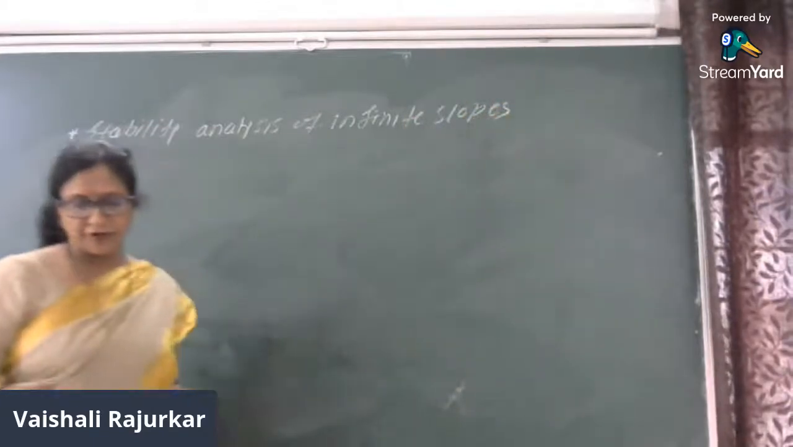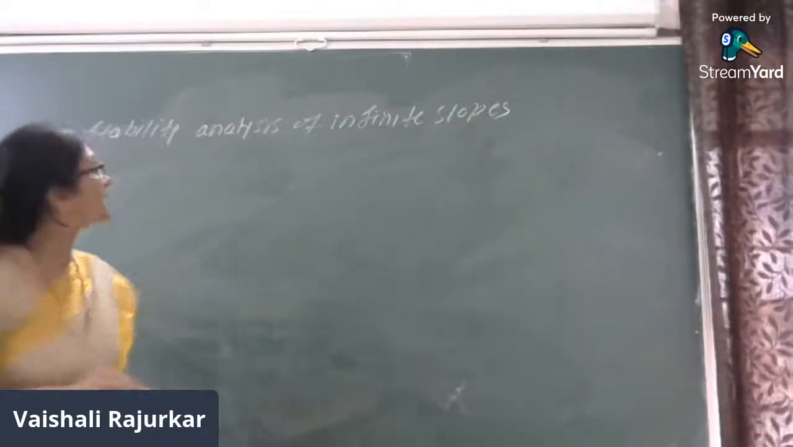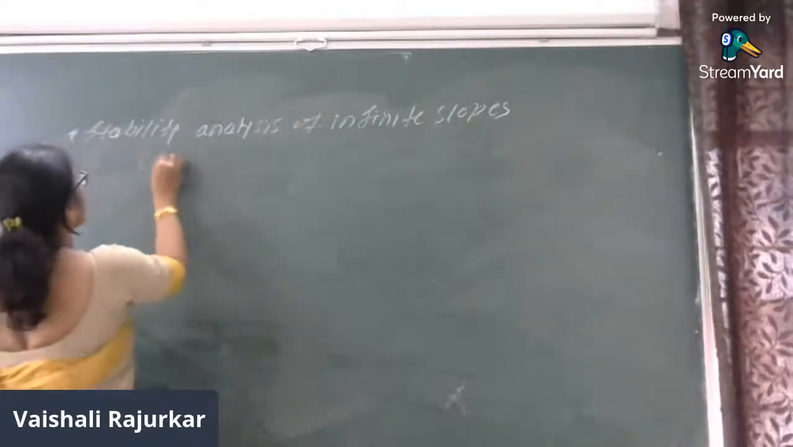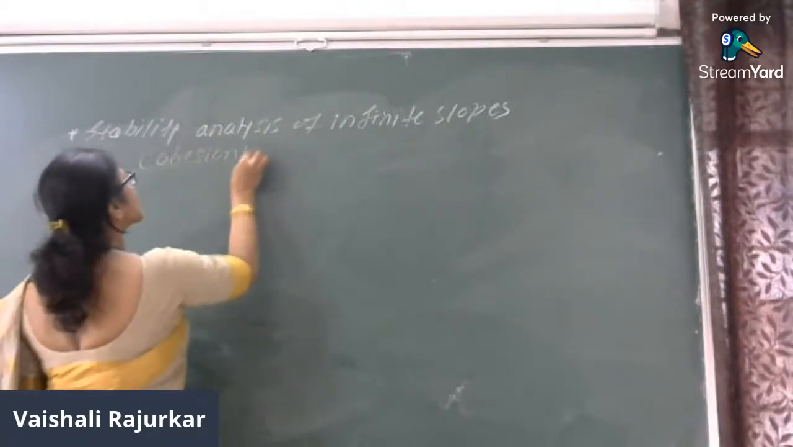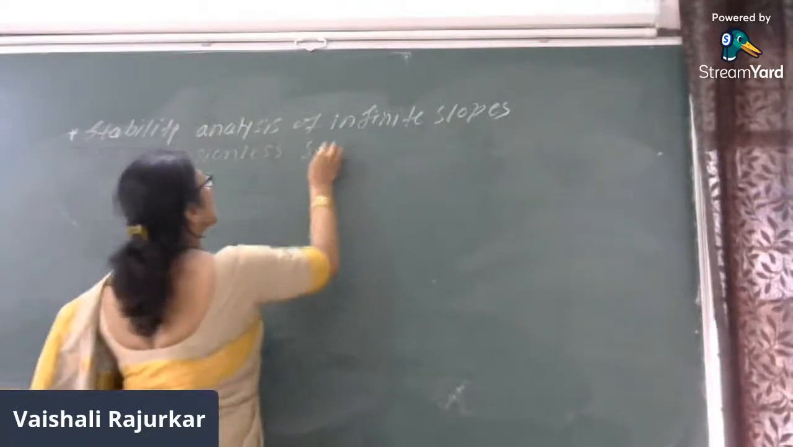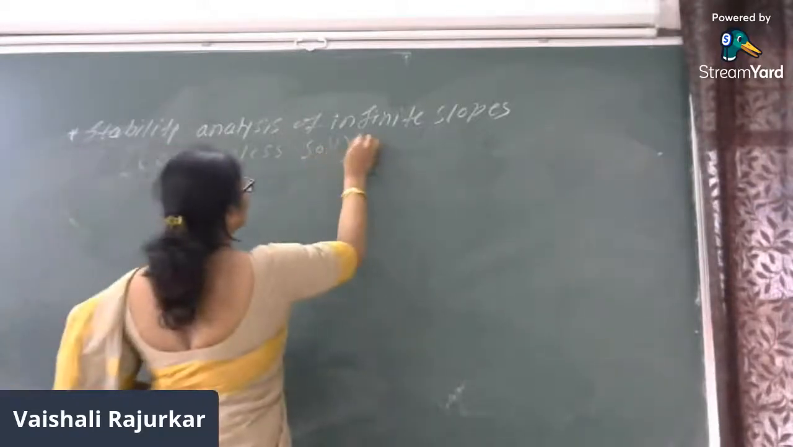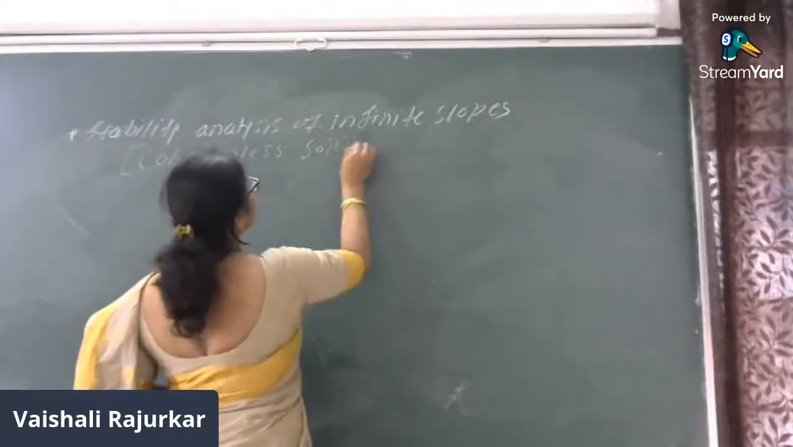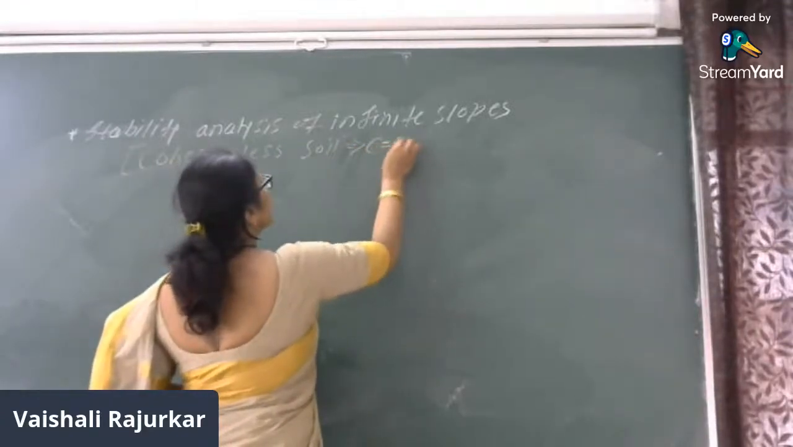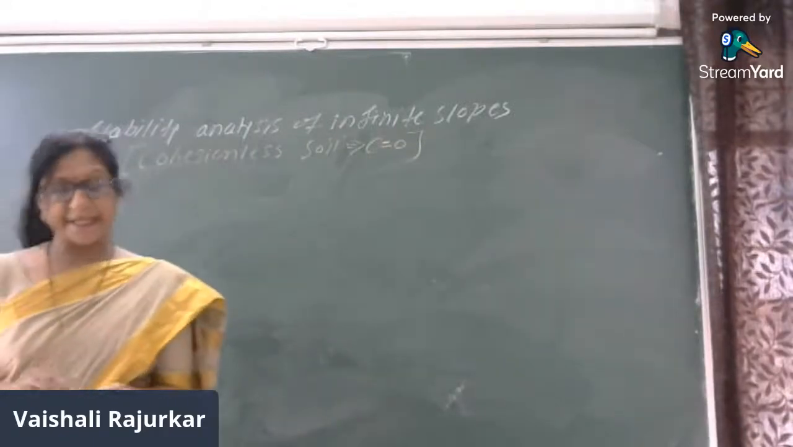Stability analysis of infinite slope. Now, in the infinite slope, first we will consider the case of cohesionless slope. Cohesionless soil. When there is a cohesionless soil, the value of C is considered as 0.